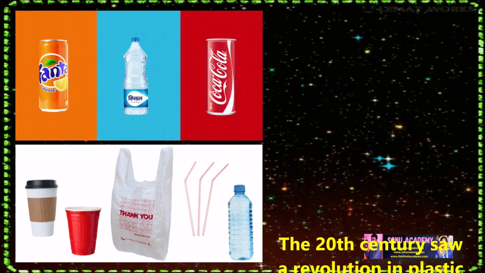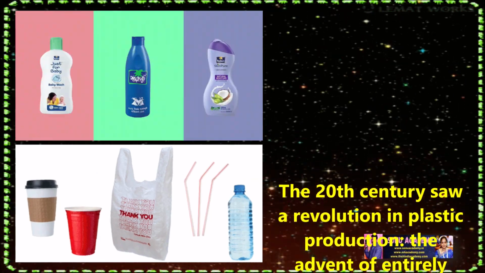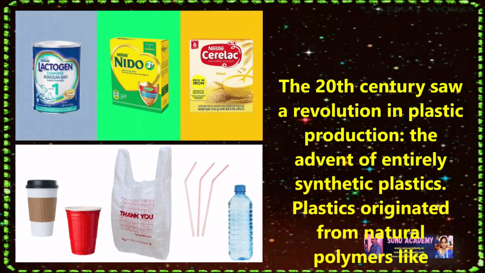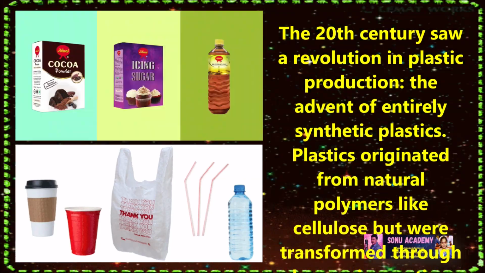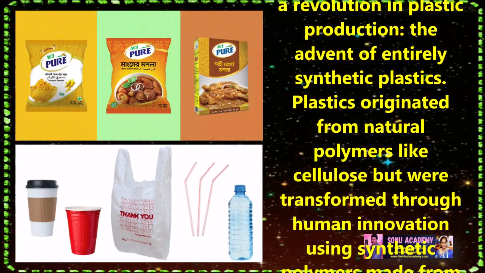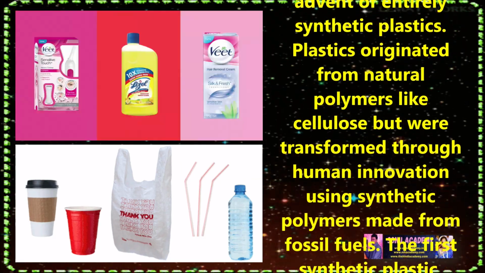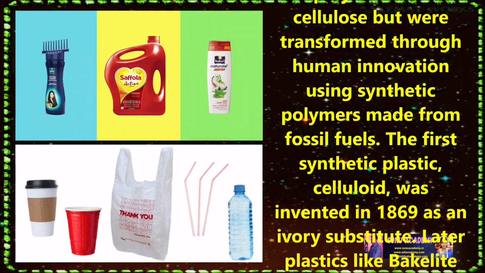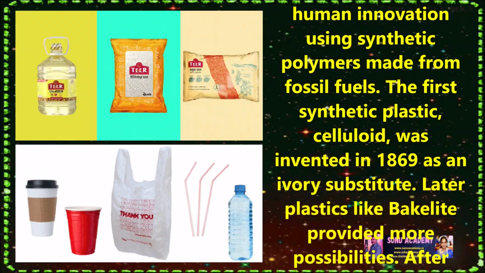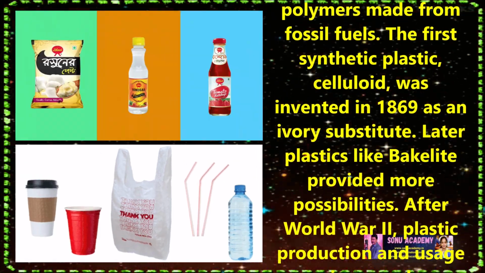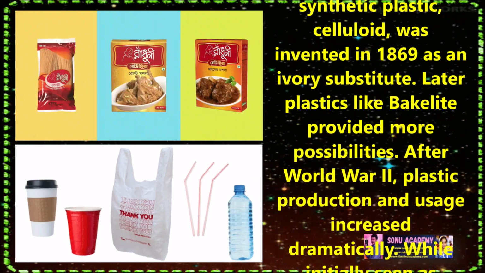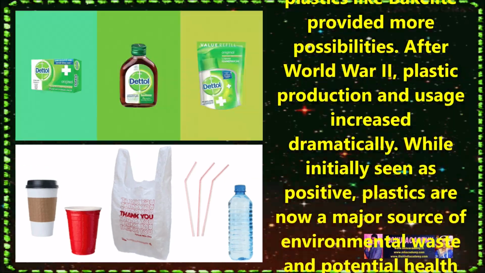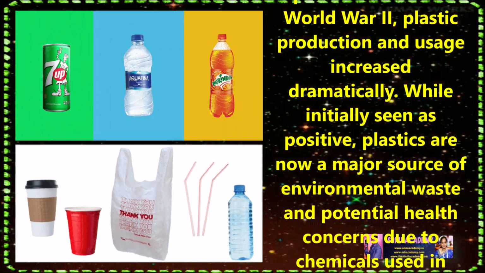Children, the 20th century saw a revolution in plastic production, the advent of entirely synthetic plastics. Plastic originated from natural polymers like cellulose but was transformed through human innovation using synthetic polymers made from fossil fuels. The first synthetic plastic, celluloid, was invented in 1869 as an ivory substitute. Later, plastics like bakelite provided more possibilities. After World War II, plastic production and usage increased dramatically.